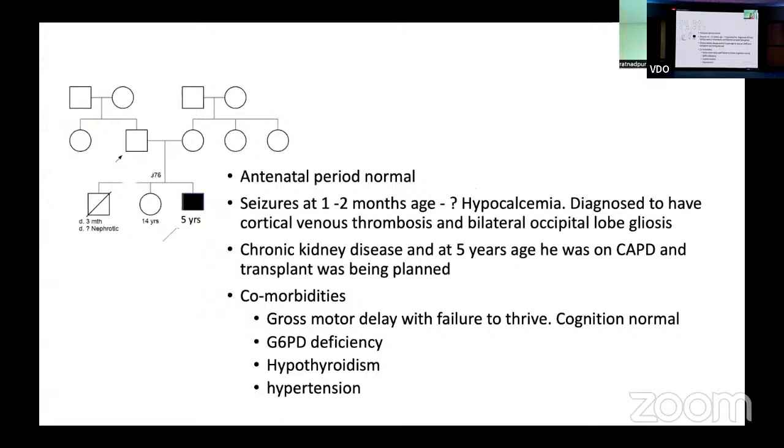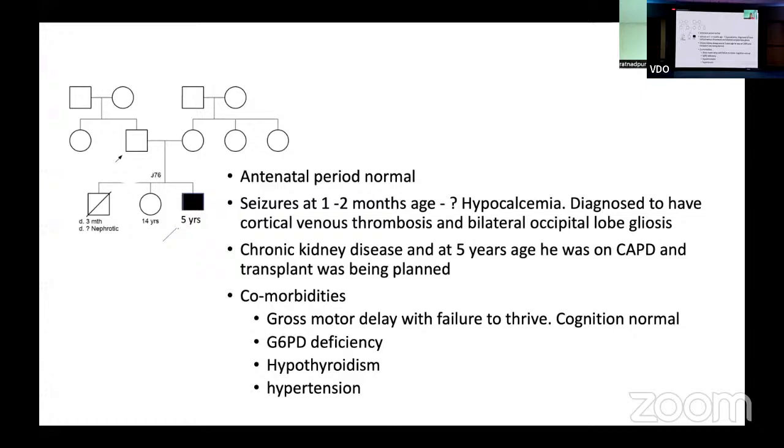Now, look at this family history. We can see that this is not a consanguineous family. They are non-consanguineous. This is an affected boy. The first child had died at 3 months and query nephrotic. No information is available. And very often in India, we know that they throw the papers. Now, in the antenatal period, this child was normal. He had seizures at about 1 to 2 years of age, probably hypoglycemia. He had some cortical venous thrombosis and bilateral occipital lobe gliosis.